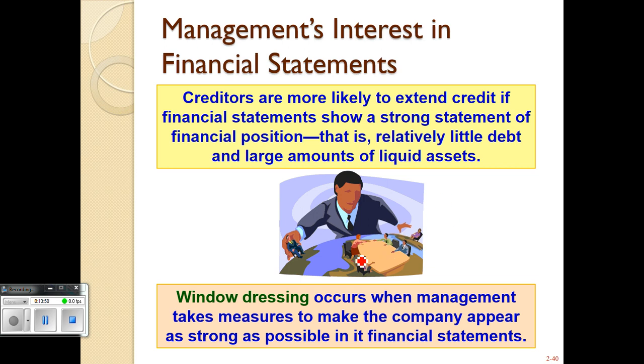Creditors are going to look for strong financial statements. Window dressing is perfectly acceptable. It occurs when management takes measures to make the company appear as strong as possible in its financial statements. It's basically perhaps paying off bills or not paying off bills to make it look like your bills are less than they are. It is perfectly legal to window dress, the same way it's perfectly legal to put on your finest clothes to go out for that interview so you look your best. That's what window dressing is.